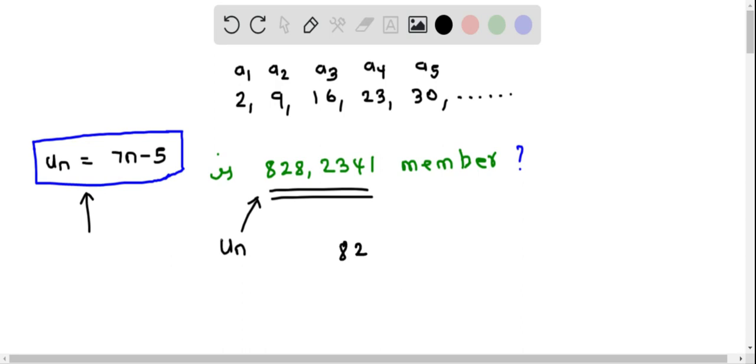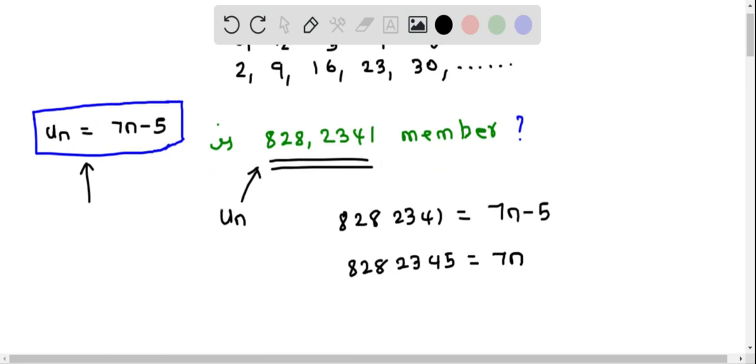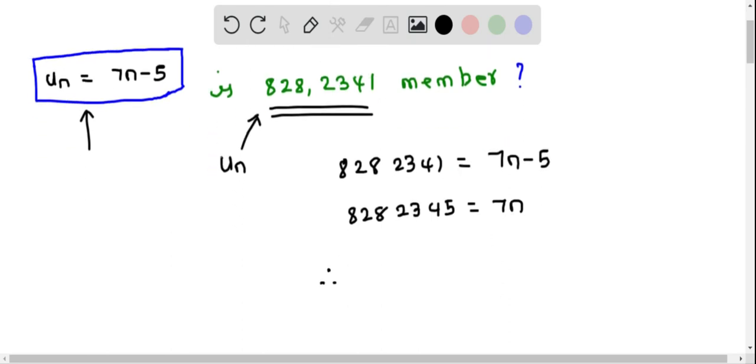So I replace un with 8282341, and this equals 7n minus 5. I add 5 to both sides. So therefore I get 8282341 plus 5 is 8282346, and this equals 7n. Let's determine n from this one. Therefore, we get n equals 8282346 divided by 7.